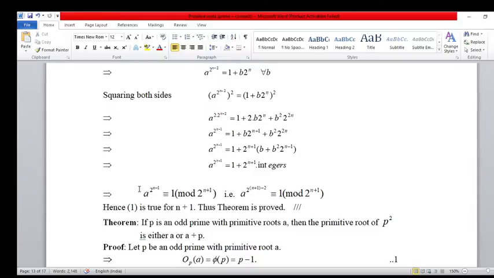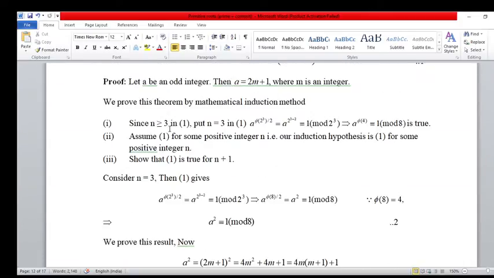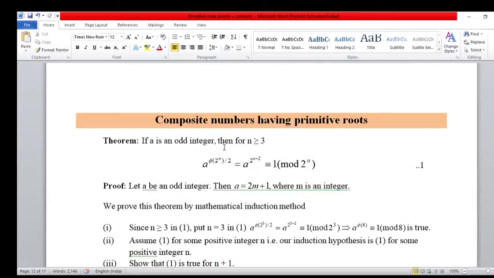This equation form is converted into congruent form, meaning this form, and this is equal to 2 raised to the power 2 raised to the power n plus 1 minus 2, congruent 1 mod 2 raised to the power 2 raised to the power n. So the theorem is true for n plus 1, meaning the theorem is true. The first condition is true, the second condition is also true, and the third condition is also true, meaning this theorem is true.